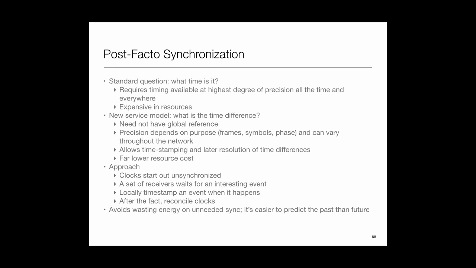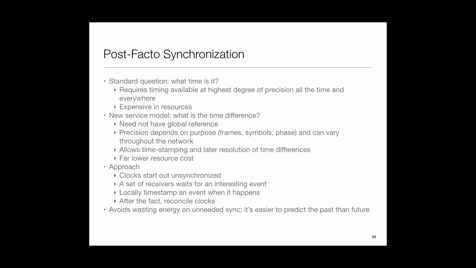Clocks start out unsynchronized, and they remain unsynchronized. A set of receivers are waiting for some interesting event. Someone saw something, it locally timestamps, and then they reconcile the clocks, learn the drift, go back in the past, and get an accurate timestamp of something which happened relatively recently. All that means is that this adds to the latency with which you would be able to report an inference about the event.